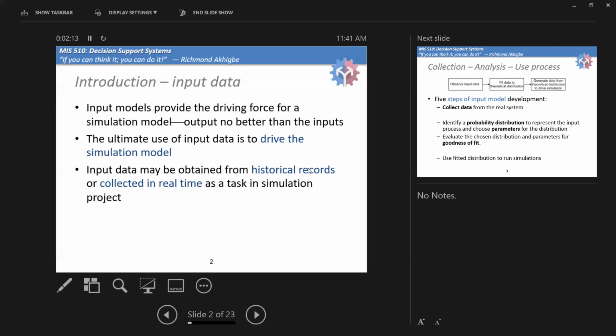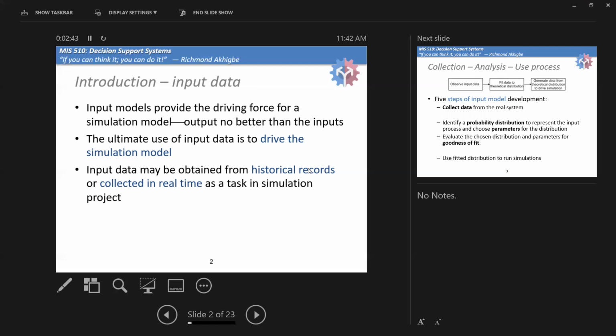Your model will be garbage if you have not captured the right processes, arrival processes and service processes, and it will be meaningless no matter how hard you work on your Arena models. It will be useless. So the ultimate use of input data is to drive your simulation model in a way that it really replicates the reality.